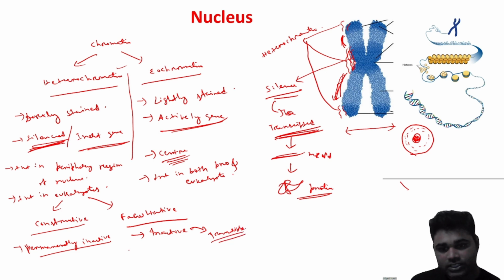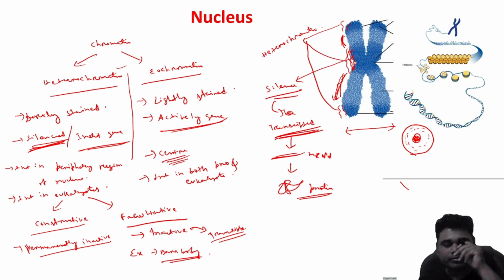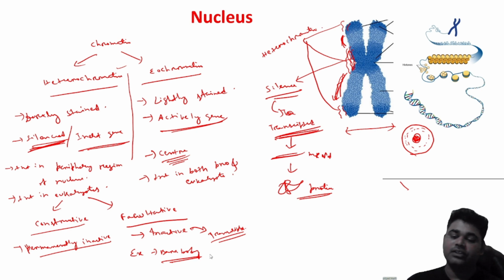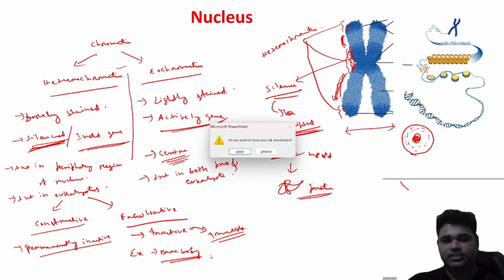Okay. What is the example of the facultative heterochromatin? One example is the Barr body. The Barr body is present, and that is the facultative heterochromatin. That means it can transcribe if needed. So this is the main difference between the euchromatin and the heterochromatin structure.